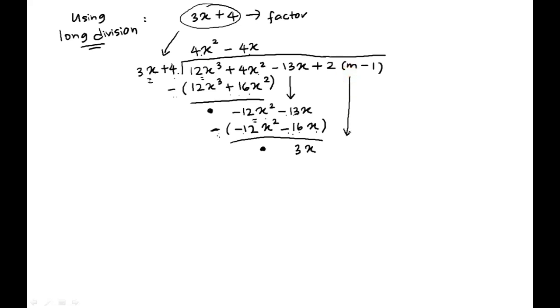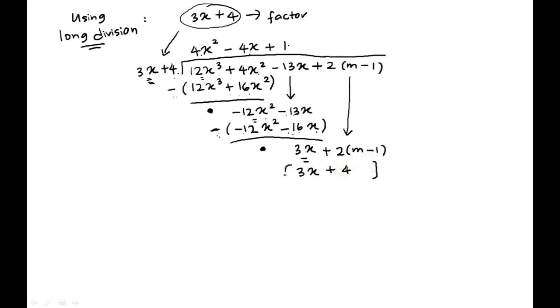Next kita buat turun yang ni. So plus 2m minus 1. Okay, this one quite tricky because kita tak nampak kan nak darab dengan apa. Tak apa. This one 3x. So 3x times y to get 3x, of course kita akan times dengan 1. So 1 times 3x, kita akan dapat 3x. 1 times 4 plus 4.